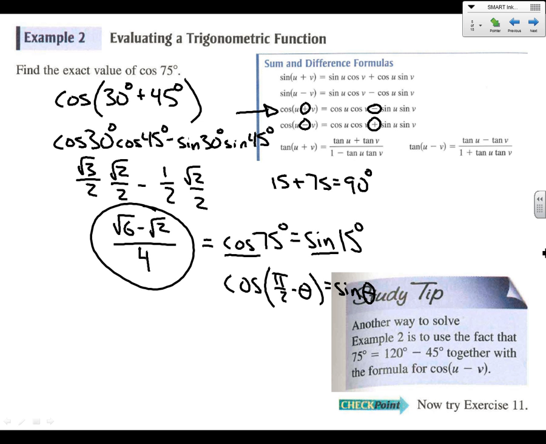This is in the book. You could have also come up with 75 by doing 120 minus 45. 120 and 45 are both angles on our unit circle. So there's multiple ways to do these problems. No one right way, but the answer will always be the same if you do these correctly. Give number 11 a shot.